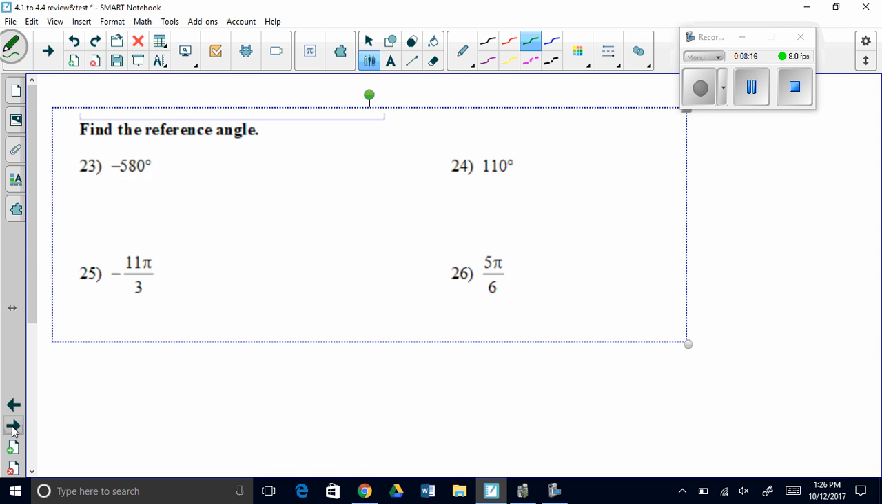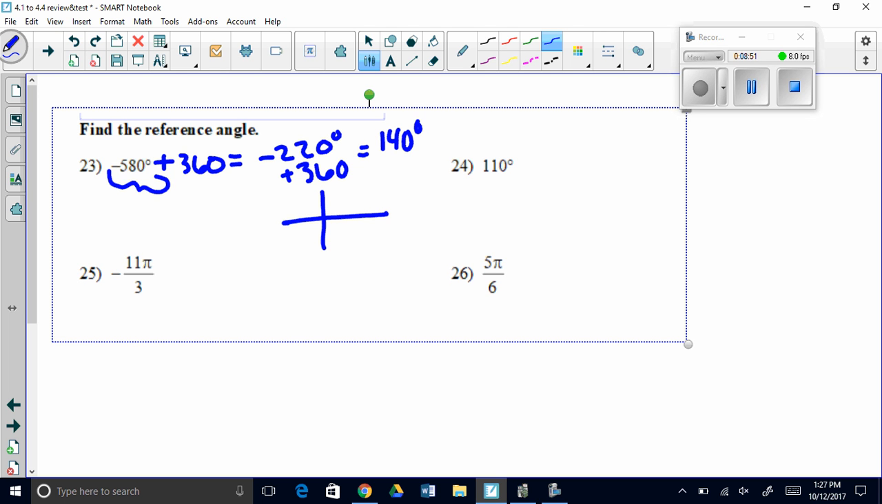Alright, so now let's talk about reference angles. So the first thing I would do for this reference angle is, I don't really have a clue where negative 580 degrees is located, so I would add 360 degrees. Negative 580 plus 360 gives me negative 220. And I would probably go ahead and add 360 one more time. So that gives me 140 degrees.